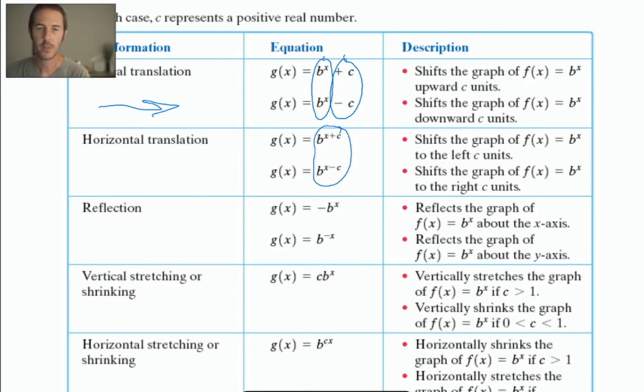Reflections. A negation outside the function flips you over the x-axis. And if there's a negation inside the function, in the exponent position, then you get a reflection over the y-axis. Anything that was to the left is now to the right. Anything that was to the right, now it's to the left.